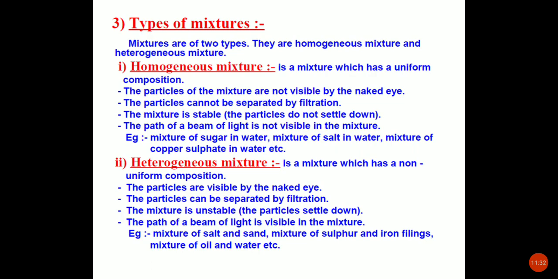So in this chapter we discussed matter and the classification of matter on the basis of chemical composition. Matter is mainly classified into pure substances and mixtures. Then mixtures are classified into homogeneous and heterogeneous. We have discussed the differences between pure substances and mixtures, and we discussed the types of mixtures. That is all about today's session.